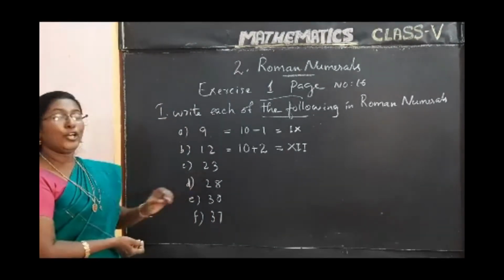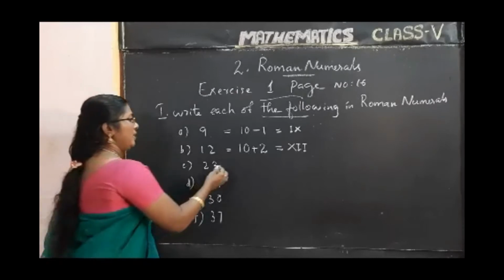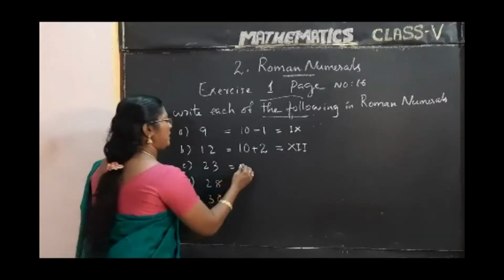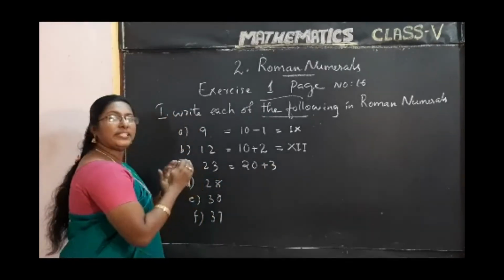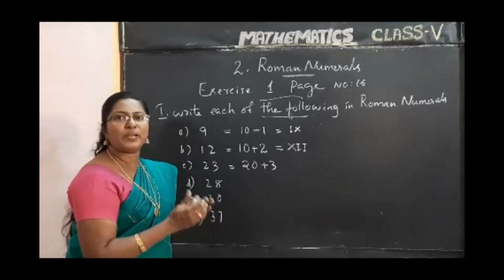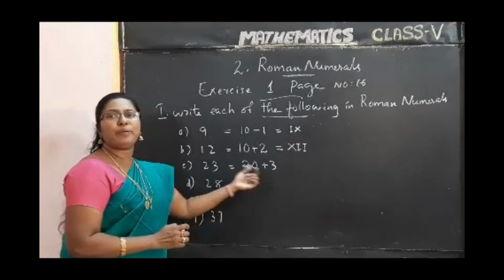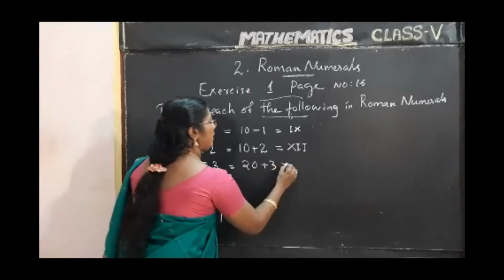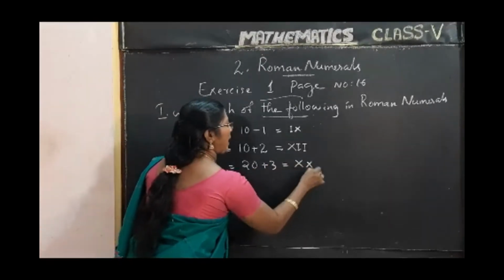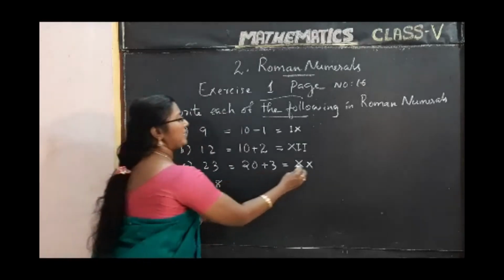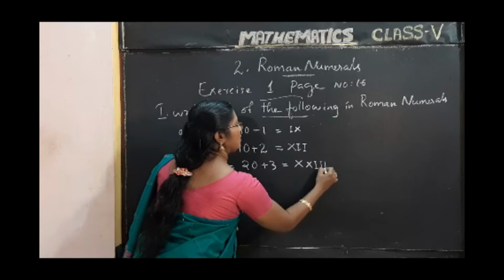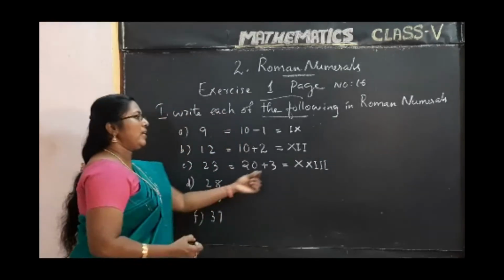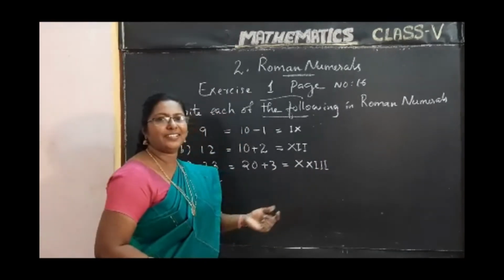The next number, 23. 23 can be split as 20 plus 3, or 10 plus 10 plus 1 plus 1 plus 1. Otherwise 20 plus 3. How will you write 20? 2X makes 20. Again 3. 3I makes 3. Read as 23. Clear?